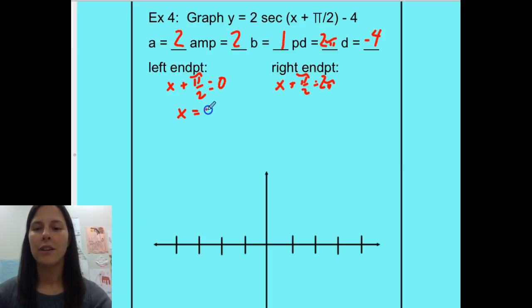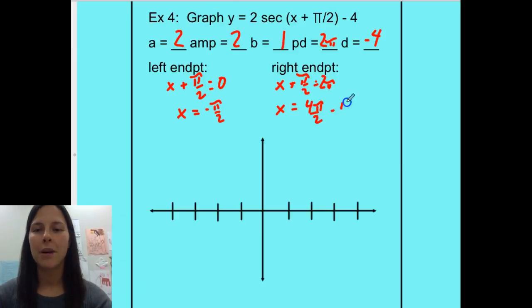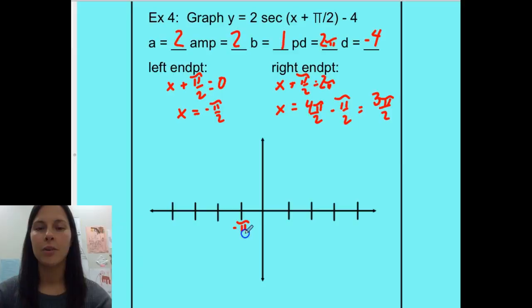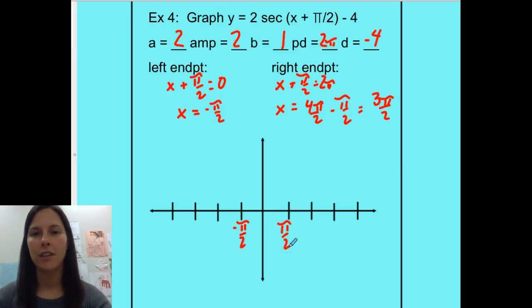Subtracting pi over 2, we have a left endpoint of negative pi over 2. And adding pi over 2 to 2 pi, getting that common denominator of 2, 2 pi becomes 4 pi over 2 minus pi over 2, which gives us 3 pi over 2. Starting at our left endpoint, nice enough, it matches with the scale for our period, which would be pi over 2. And we need to go out to 3 pi over 2 to get to our right endpoint.